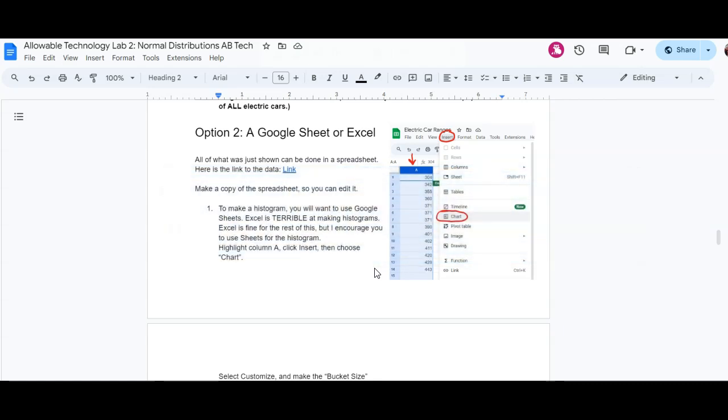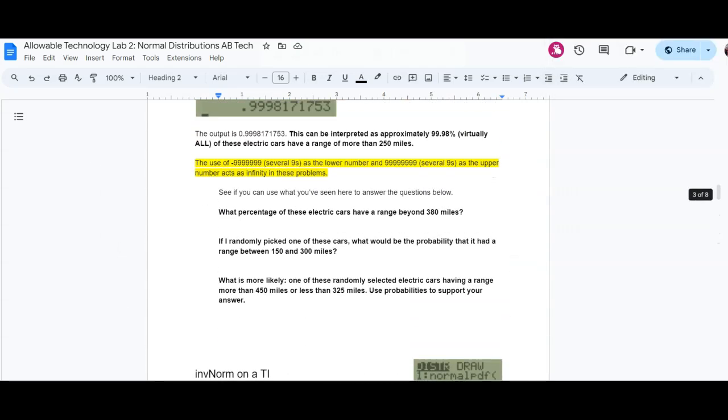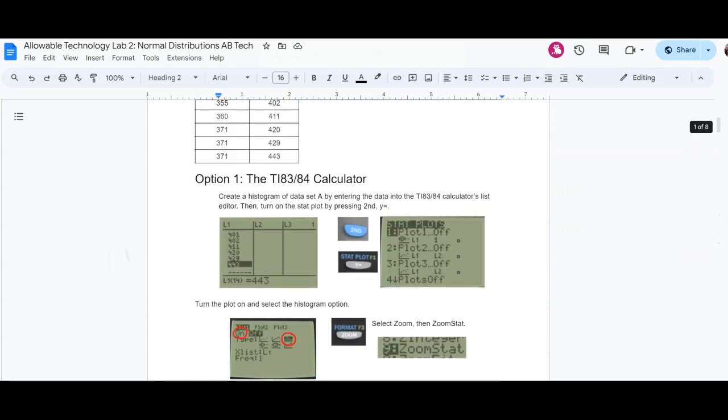You can do both if you want to decide which one you like better. You just watch this video and see which one you think you would like better, if you do happen to have one of these TI calculators. So the first part of this video I'm walking through with the TI calculator. The second part of the video I'm going to do with Google Sheets.